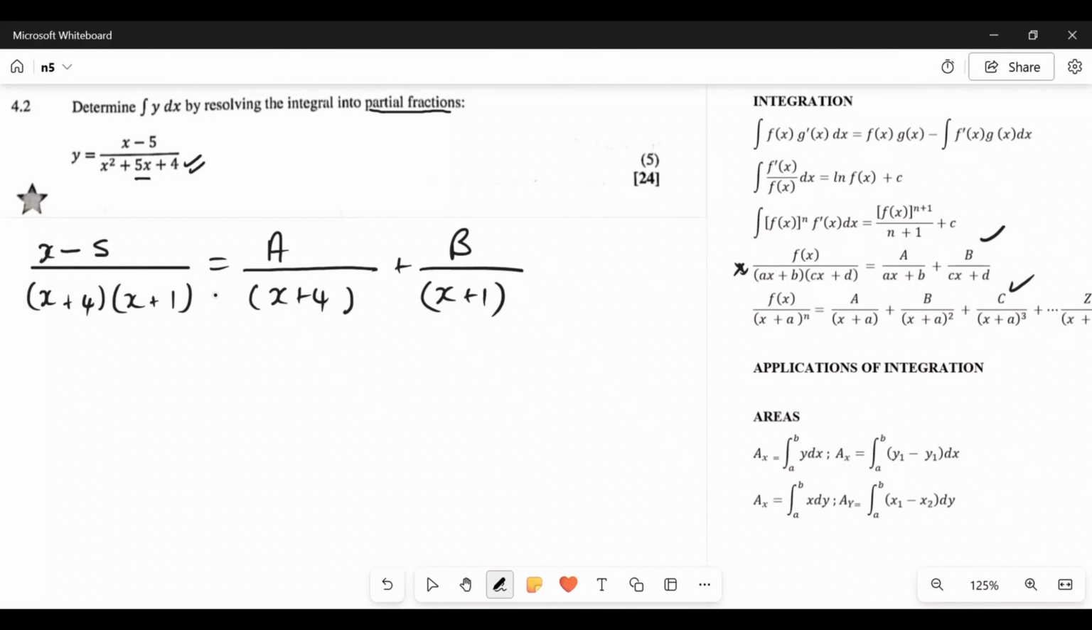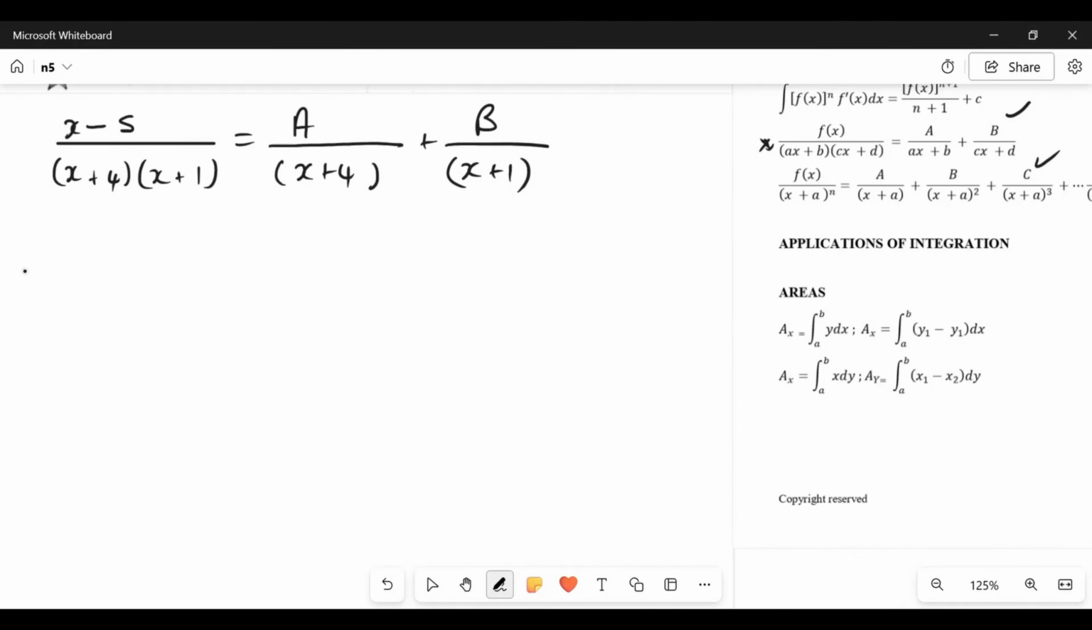plus 1, close bracket. What we need to do here is make this expression linear. So in order for this expression to be linear, we need to multiply by x plus 4 and x plus 1, both sides. So let me just create some space here so that we can solve this. Right, so on the left hand side, we can multiply by x plus 4 and x plus 1. Let's not forget, we also have x minus 5. All this is going to be divided by x plus 4 and x plus 1.